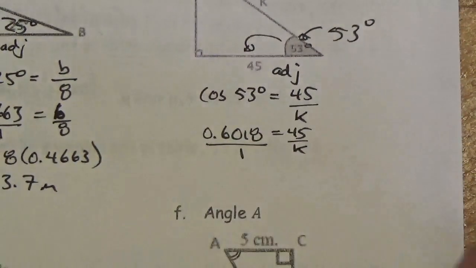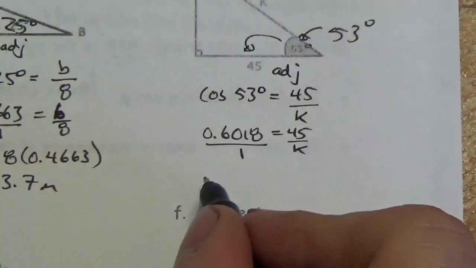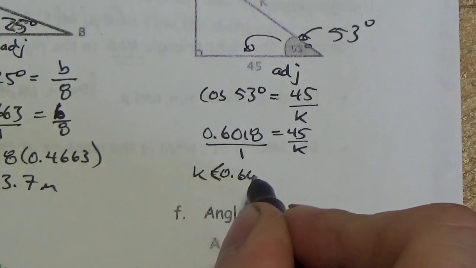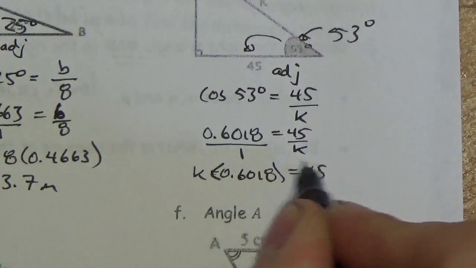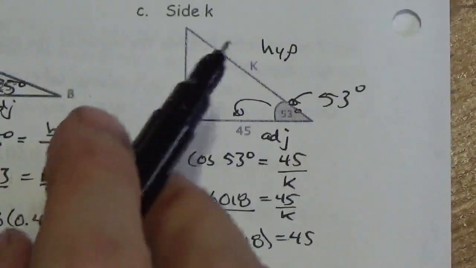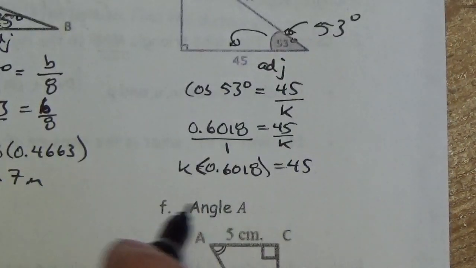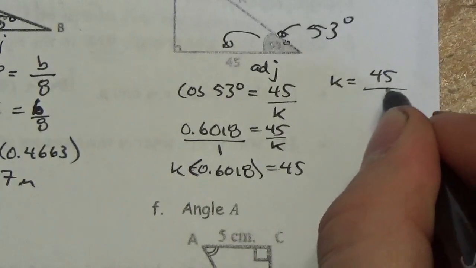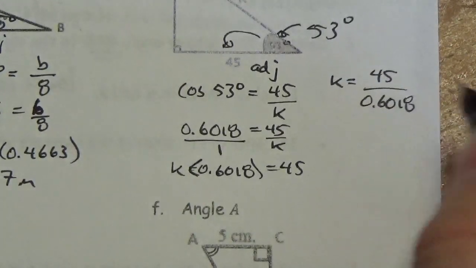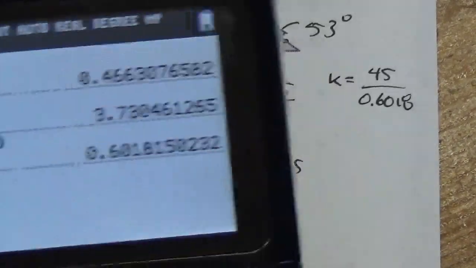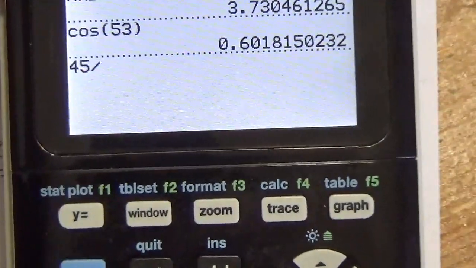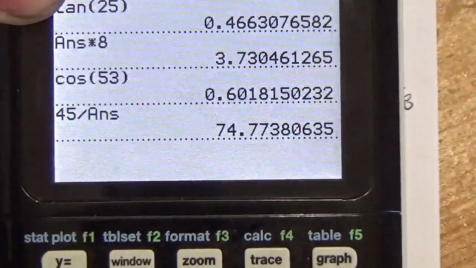I'm going to put that over 1. Now in this particular case, when I cross multiply, I'm going to get K multiplied by 0.6018 is equal to 45 times 1. When you don't know the hypotenuse, you're frequently going to have to do this. You're going to have to cross multiply, and then you're going to have to divide. So for me to get K here, I got to go 45 divided by 0.6018. Okay, cross multiply and divide. So I'm going to do 45 divided by that answer that I just came up with. I get 74.8.